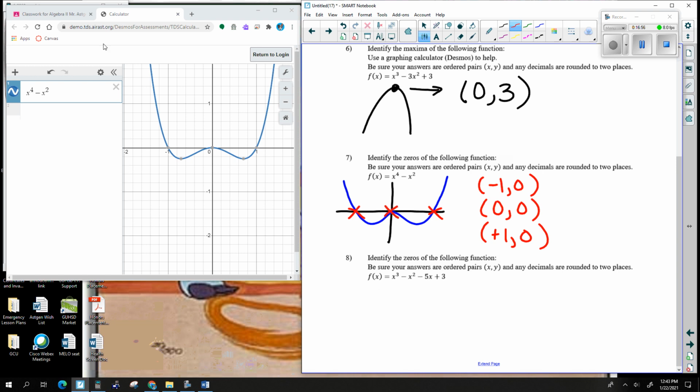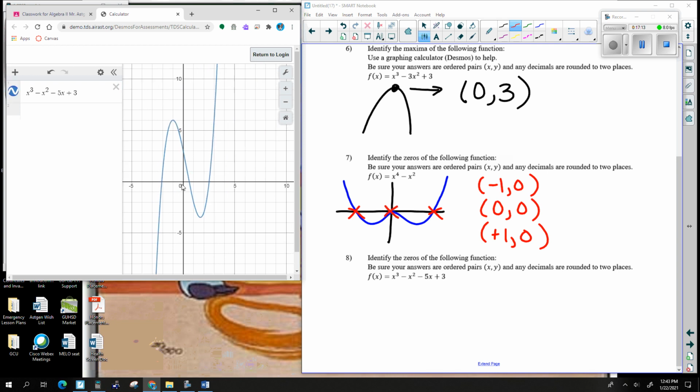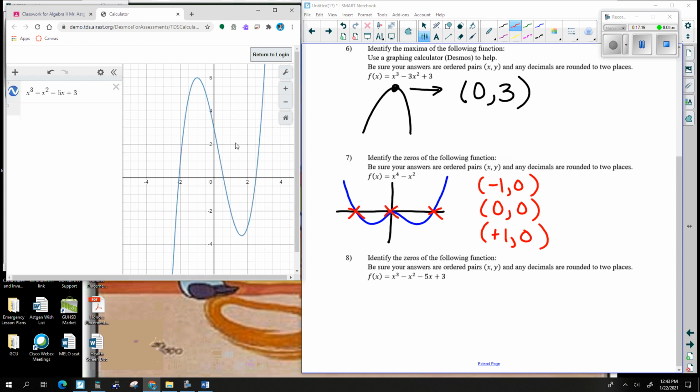Number 8, identify all the zeros. That would be x to the 3rd minus x squared minus 5x plus 3. Zoomed way in here. All right, so looks like we're in business here. We have zeros at -2.09, 0.57, and 2.51. So let's take these one at a time.